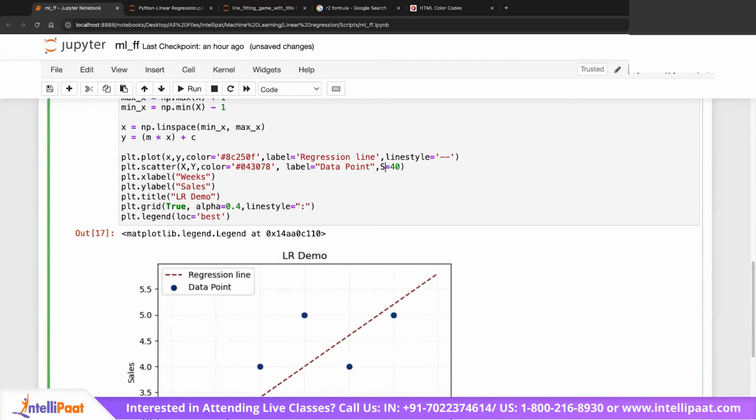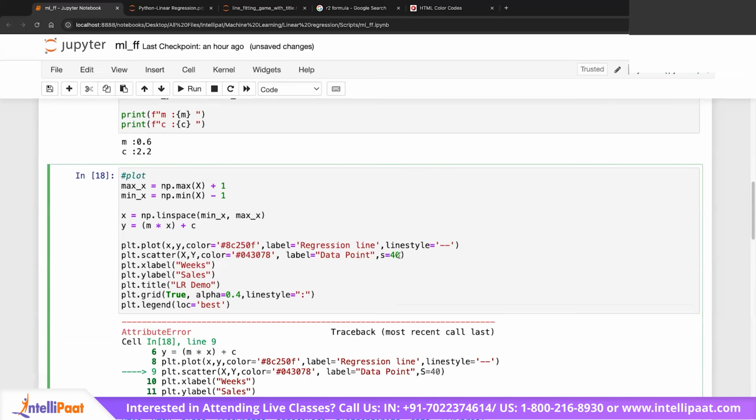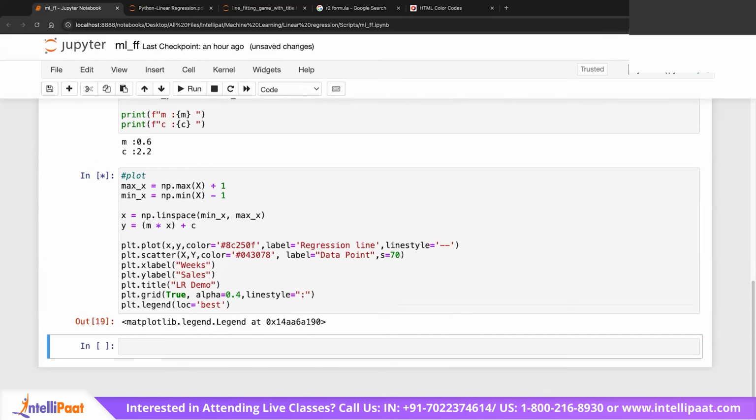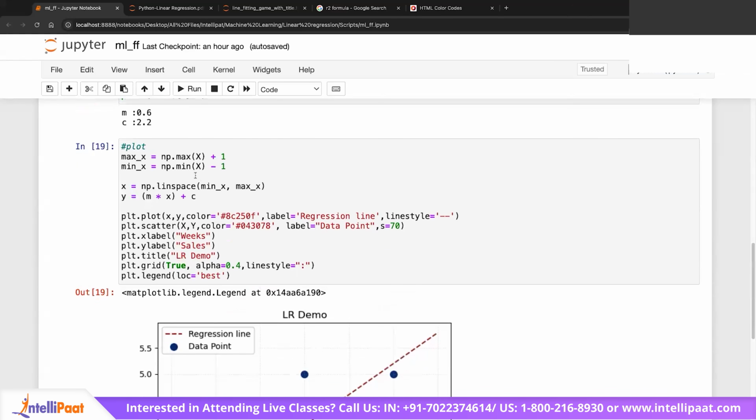Is it capital S? I'm not sure. S equals 40. Oh, I think I'll get an error. Or small s equals, let's make it 70. Yeah. Okay. Now listen to me carefully. What have I done here and how am I printing these values? I want you to understand just one thing. I have taken max of x equals np.max plus 1 and minimum of x equals np.min minus 1.